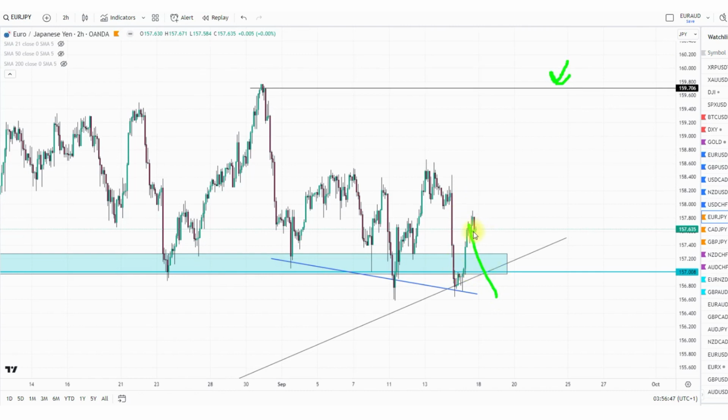So probably price might just come back and retest, then I'll be taking my buy position using a buy limit at this area, probably setting the buy limit here and then here. But anything below this level, I won't be in a long position on euro JPY. So this is what I'm looking at, for price to come retest and then probably come back to test this high of 159.706.